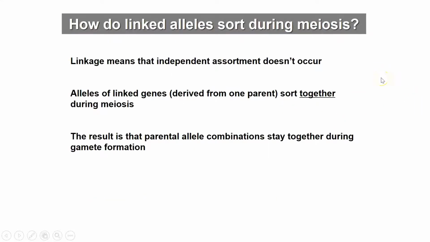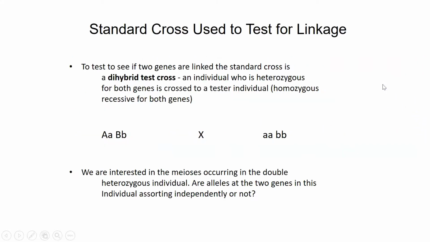How about for linked genes? If two genes are linked together, they're physically attached. And so they're not acting independently. They're not going to assort independently. They tend to stay together. They would always stay together, except for the process of crossing over, which could separate them. So let's look at how linked genes behave during meiosis.